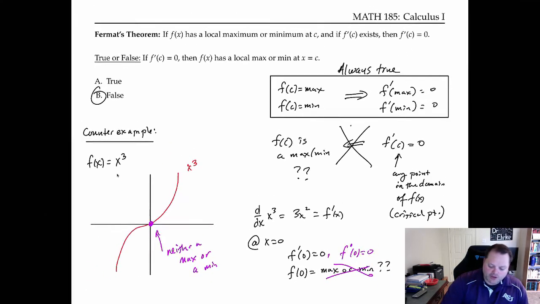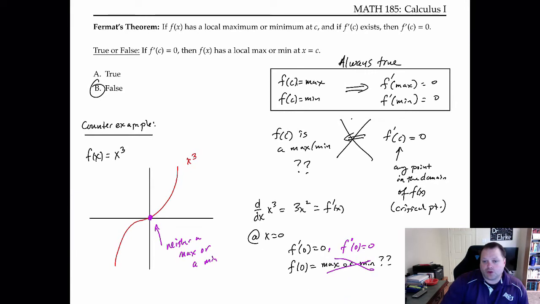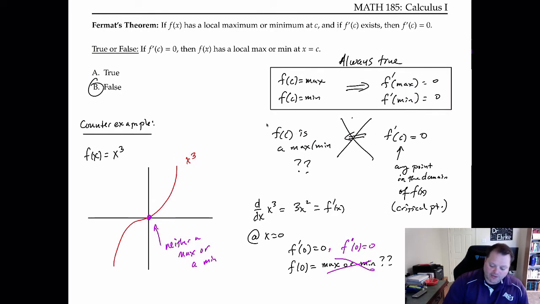So the first implication here is always true. If you have a max or a min at a point, that point is a critical point. If you have a critical point, it doesn't necessarily imply that that point is a maximum or a minimum, and your counterexample to that is x cubed. So while this can be true, this is not always true, and my counterexample is x cubed. All right.